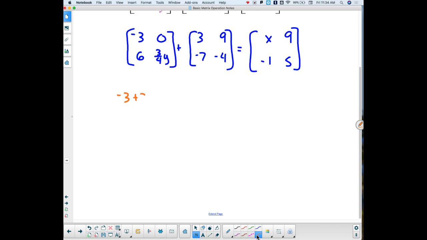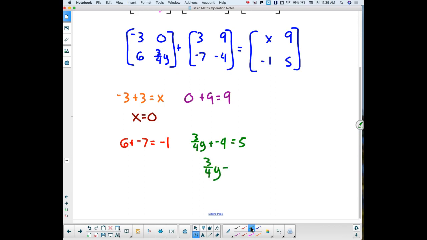Negative 3 plus 3 has to be x. I get x has got to be 0. Zero plus 9 is 9. 6 plus negative 7 is negative 1. That all checks out. And then we've got 3/4 y plus negative 4 equals 5. So that's 3/4 y equals 9. So y is 12.